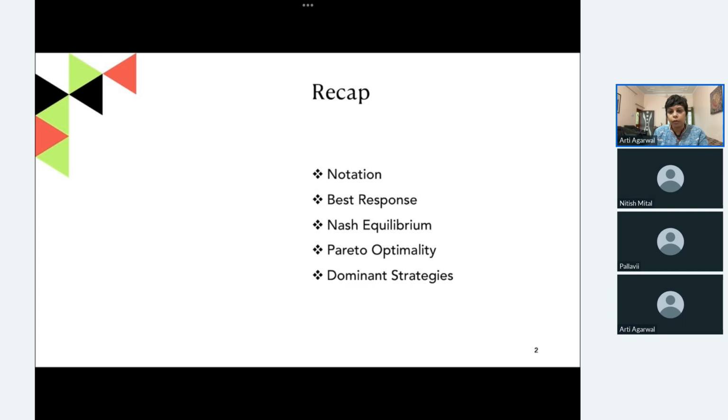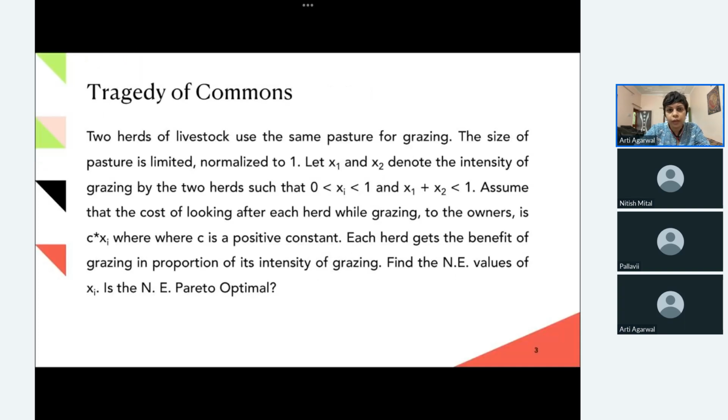Okay, so we covered the Nash equilibrium, we covered Pareto optimality, and we covered what are dominance strategies. And we discussed a little bit about notation, and what we mean by best response. So today we will move on to something which is called the tragedy of commons. It may not be fairly obvious right now as to why we call it the tragedy of commons, but as we progress through the game, you will understand why it's called that.